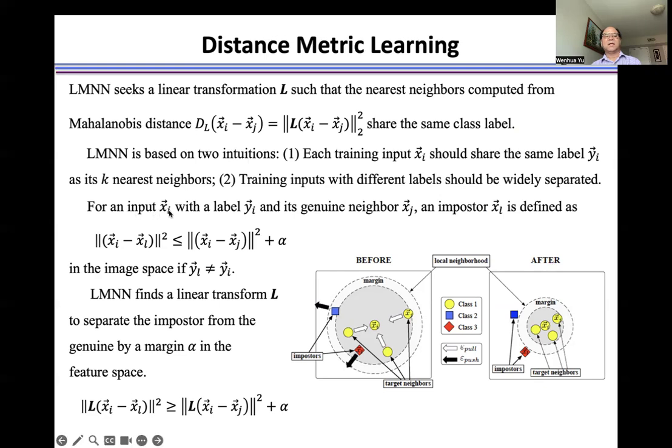For input xi with label yi and its genuine neighbor xj, an imposter xl is defined as one satisfying an inequality, where alpha is a margin. LMNN finds a linear transformation L to separate the imposter from the genuine by a margin alpha in the feature space, which is defined here.